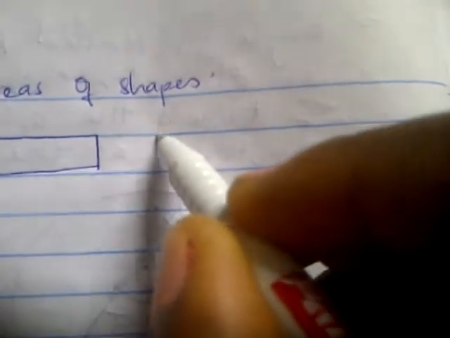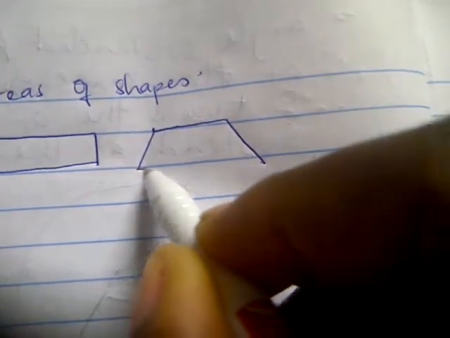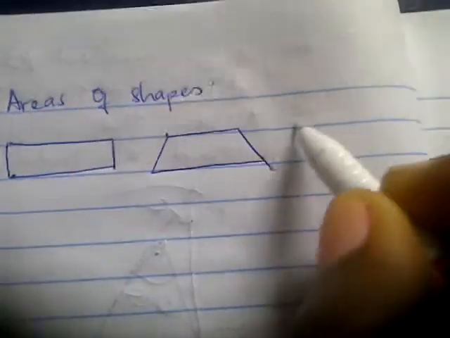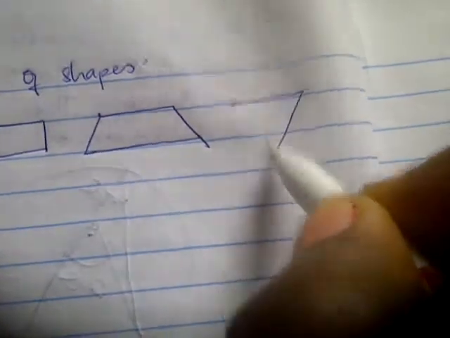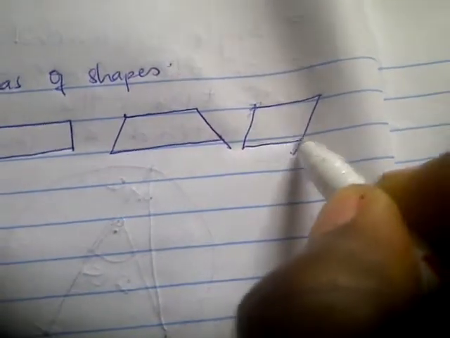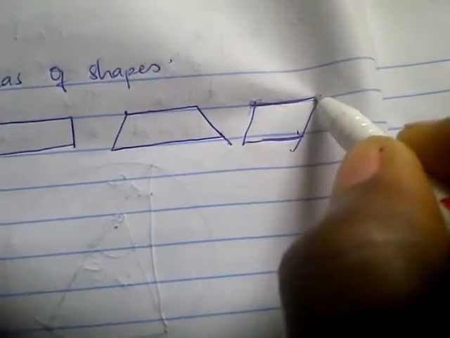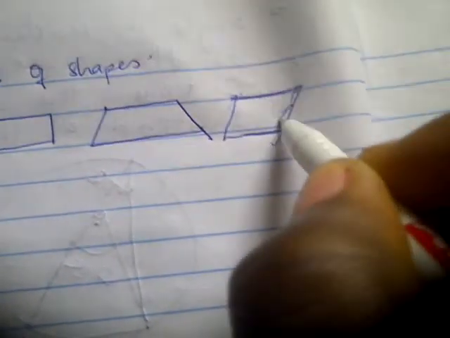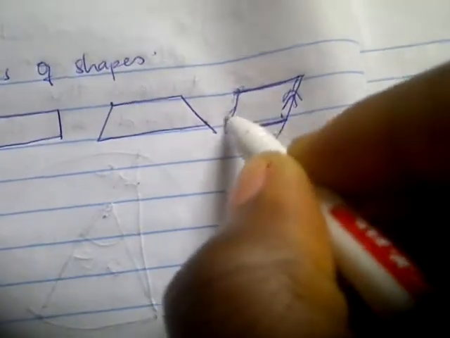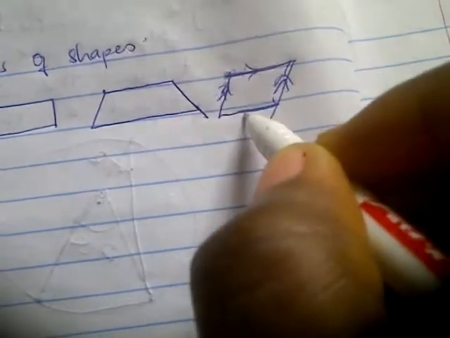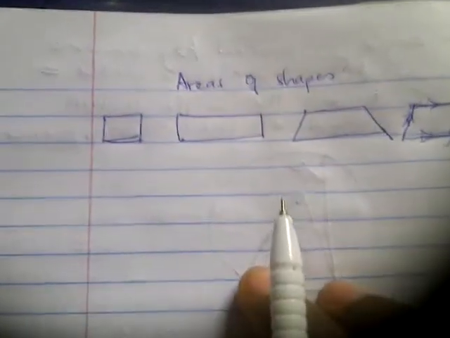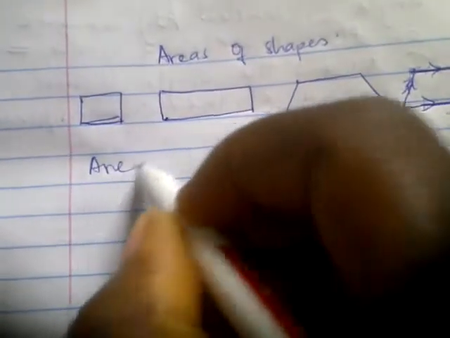You have a trapezium. Okay, you have a parallelogram. A parallelogram has opposite sides equal and parallel to each other. Okay, now we're going to talk about the areas of these basic shapes one by one, and then we'll solve questions on them. Area of a square.